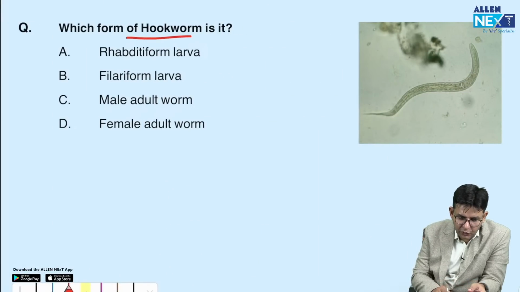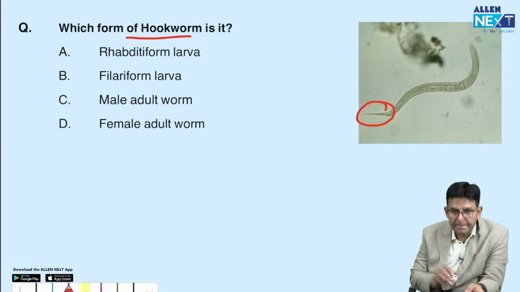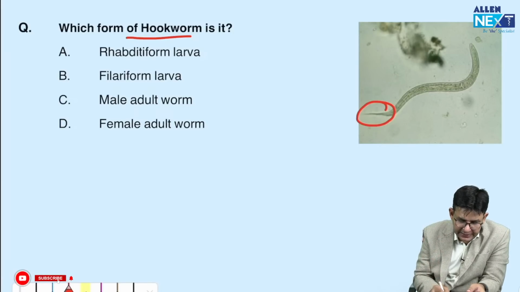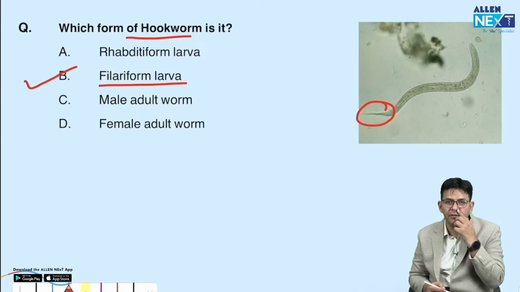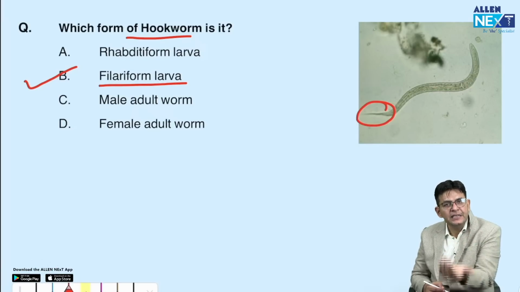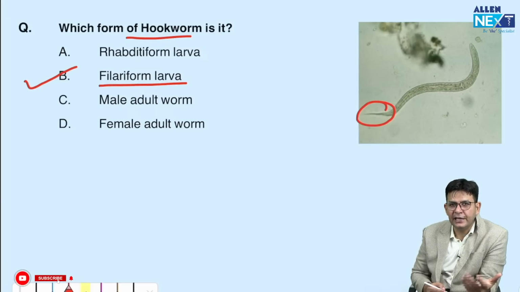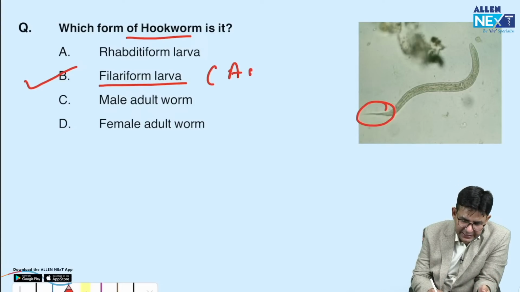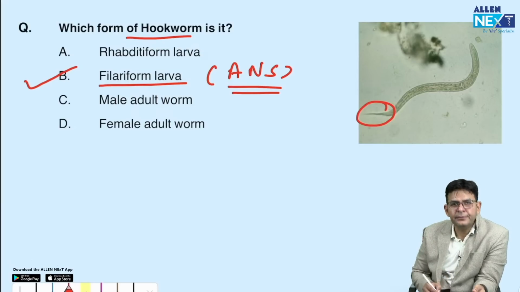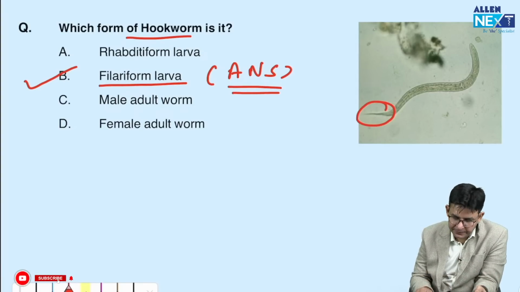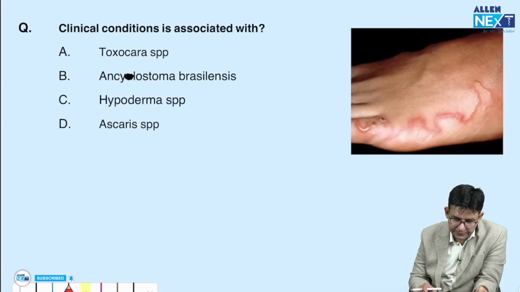Now, which form of hookworm is this, which is having a needle-like stuff? Needle-like is a feature of filariform larvae. Okay, filariform larvae is needle-like, and that's why this enters the sole of the foot. In the case of Ancylostoma duodenale, in the case of Strongyloides, and in the case of Necator americanus, that is ANS. In all of them, the portal of entry is the sole of the foot, like that, ANS. Okay, so this is filariform larvae.